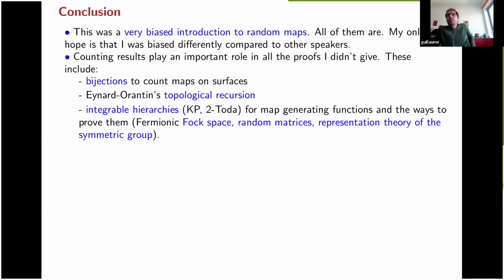Counting results play an important role in all the proofs that I didn't give, including bijections, the topological recursion, and also something I only mentioned by name, which are these integrable hierarchies like KP and Toda, which are related to a much more algebraic side of the story: the fermionic Fock space, random matrices, and representation theory of the symmetric group. This is a completely different connection in the world of map enumeration to algebra, but it has some important consequences.